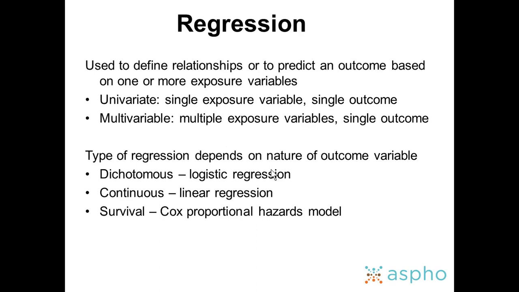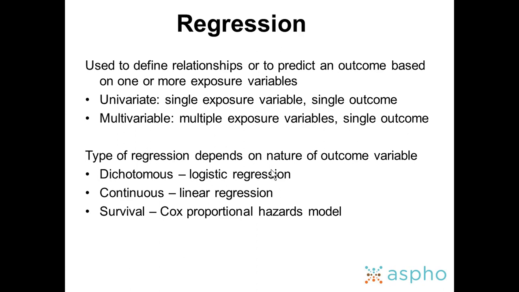Univariate regression is when you have one exposure, one outcome variable. Multiple regression is multiple exposure variables, so this idea of adjustment or multiple variables in a prediction model, and a single outcome. So just like when I talked about the types of statistical tests you would use before, the type of regression depends on the nature of the outcome variable.